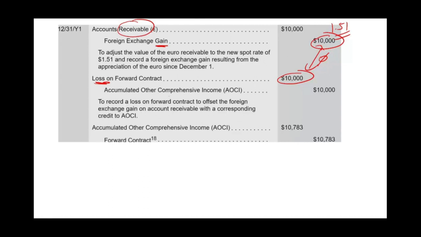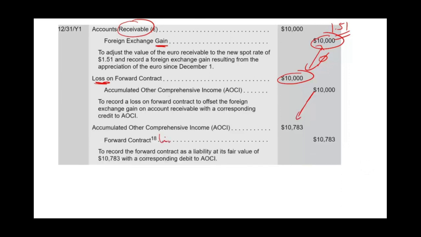Now we have to put the contract, the fair value contract. So we're gonna get it out of OCI. We're gonna debit OCI, get this credit out, and credit a forward contract. Now the forward contract is a liability. Now we have a liability and a loss, because when we debit accumulated other comprehensive income, this is basically a loss when we debit it.